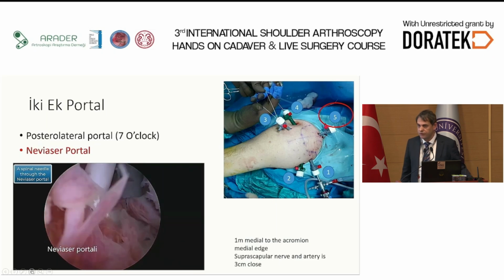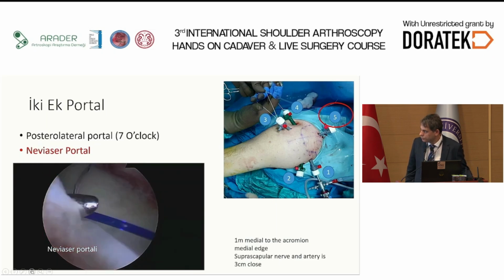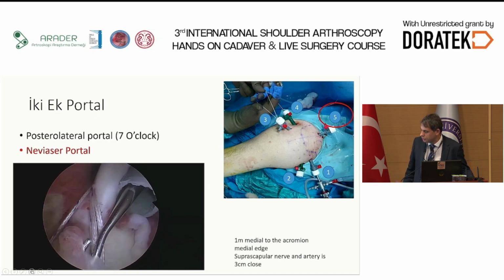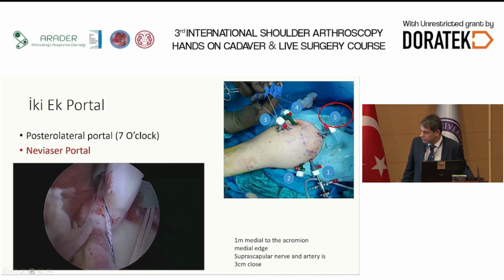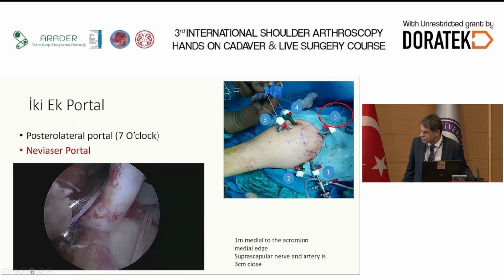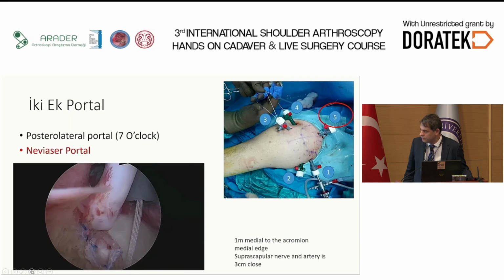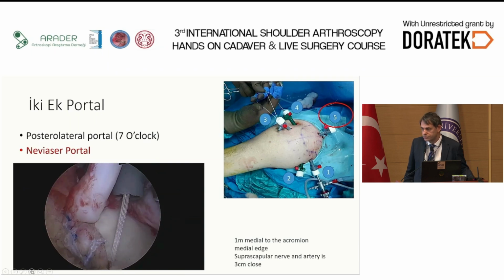And also this is the Neviaser portal. It's coming from the superior part of the acromion. You can see it is used to pass the sutures for the fixation of the 11 o'clock labral tears. If you have an 11 o'clock labral tear, you can use the Neviaser portal to pass your sutures with a spinal needle.